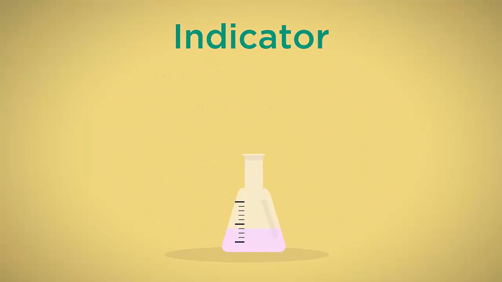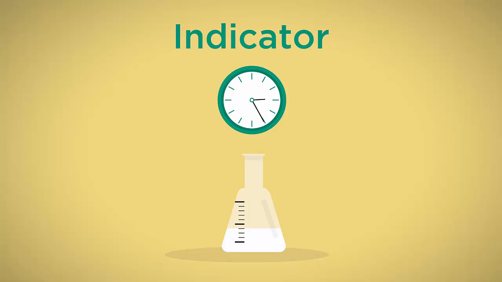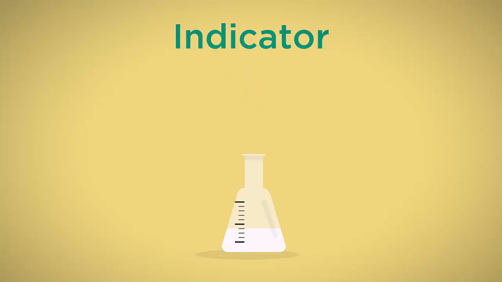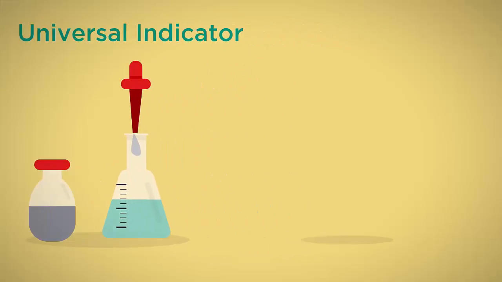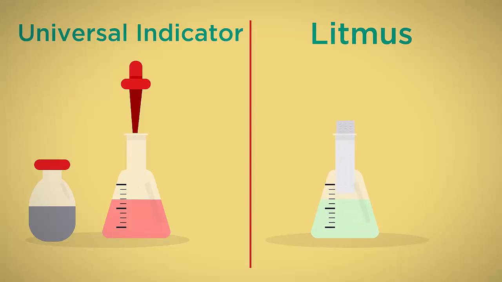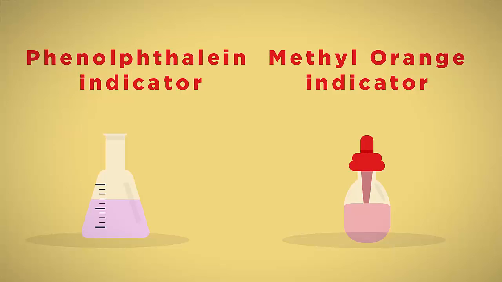Depending on the indicator you use, the color change will be either gradual or sudden. If you are carrying out an acid-alkali titration, you may use universal indicator, which would give a gradual color change, though this might not be ideal because of this gradual color change. Litmus gives a sudden color change. But there are other better indicators that are specialized for the acids and the alkalis in the titration.